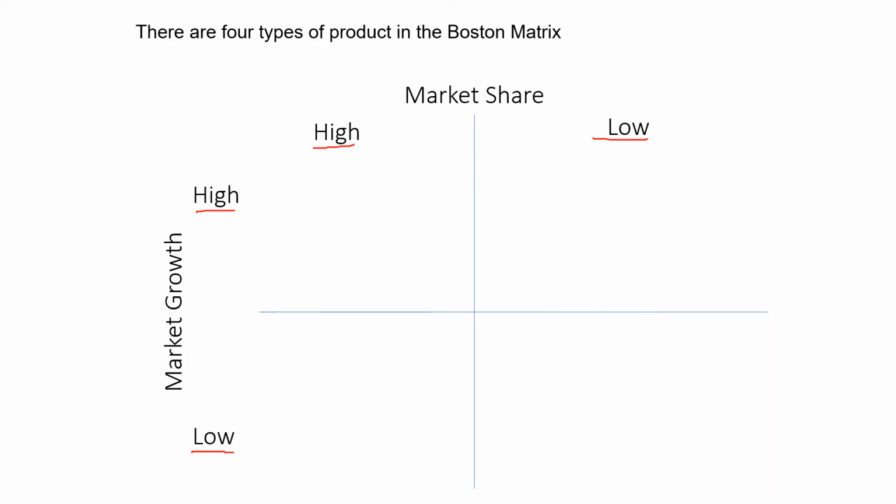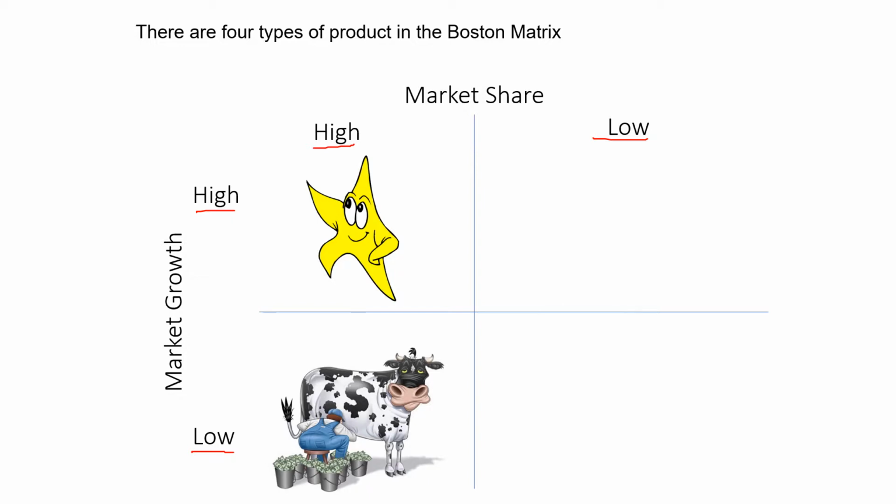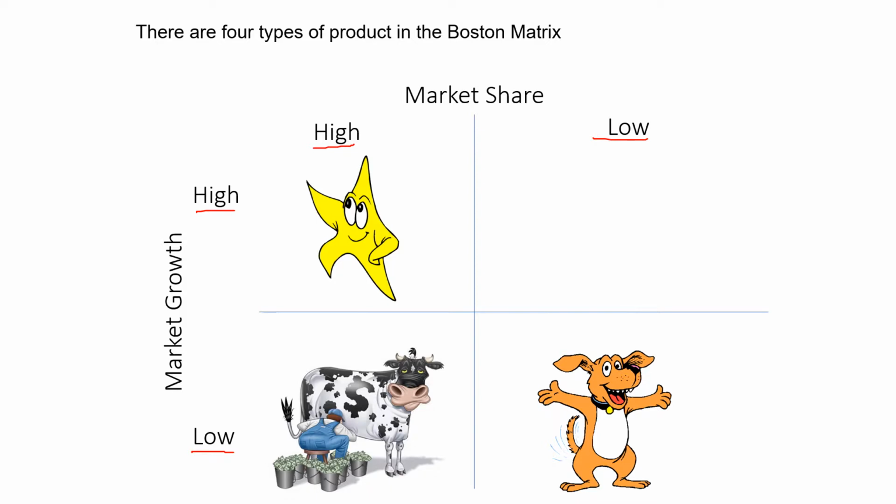And so we have our products and we can place them under four categories. There are four labels we might use to describe our products. The first one is if we have products with high market share and high market growth, we call them stars. If we have products that have a high market share, but the market has slowed down in terms of its growth rate, we call these cash cows. If we have a product that has a low market share in a low growth market, we call these products dogs. And if we have a product that has a low market share in a high growth market, we call these products problem children.